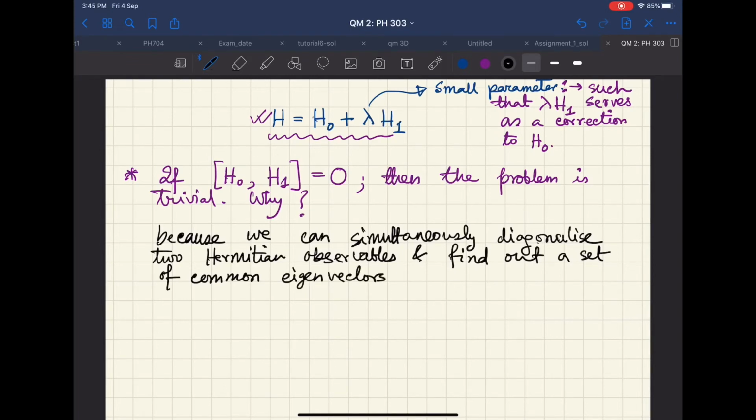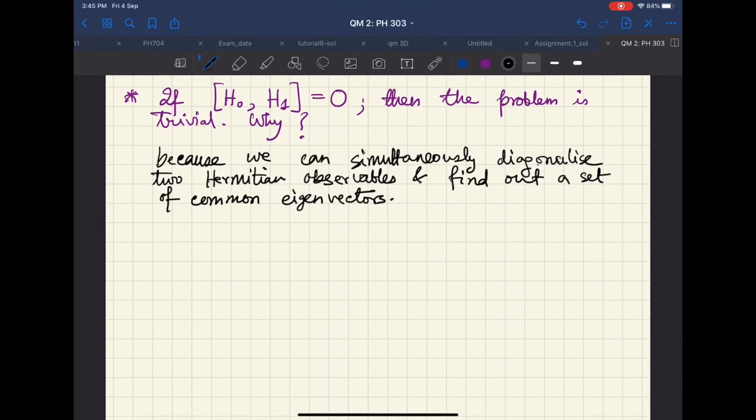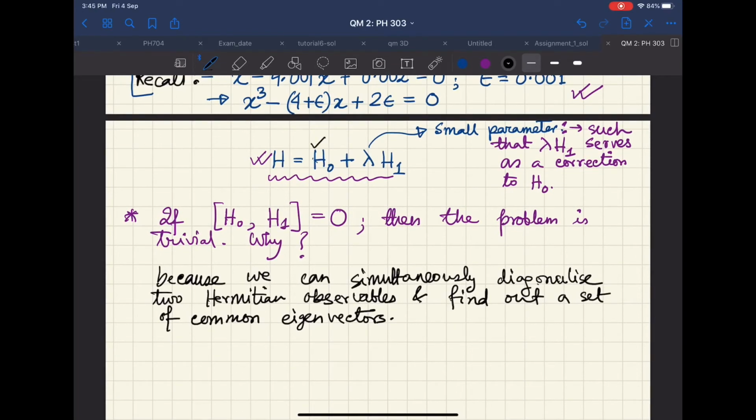This was a theorem that you have already seen in your previous course. Therefore, if H0 and H1 commute, then the problem is completely trivial, because I have already told you that H0 and its spectrum is known to you. So if H0 and H1 commute, by knowing the H0 spectrum you can immediately figure out the H1 spectrum because of this theorem.